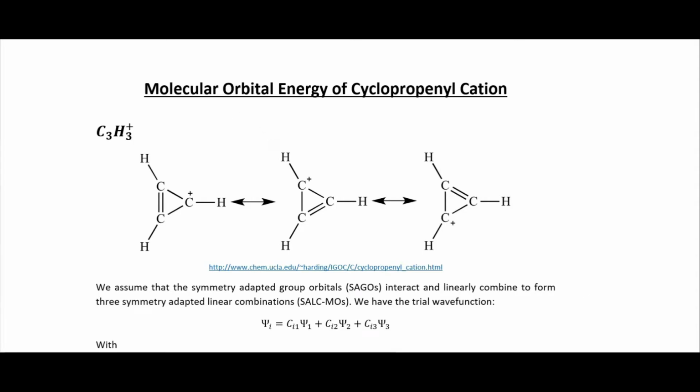In this video, we'll be finding the molecular orbital energies for our cyclopropenium cation. In the previous video, we found the symmetry adapted group orbitals, and we're going to use those in this video to find the relative energies for our p orbitals, for our pi bonds in this molecule here.